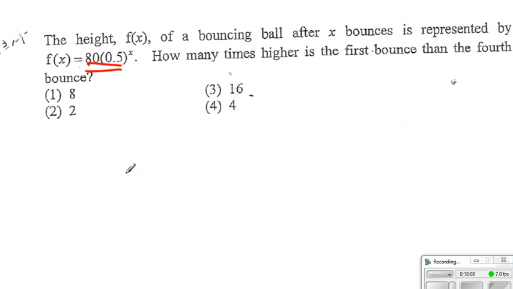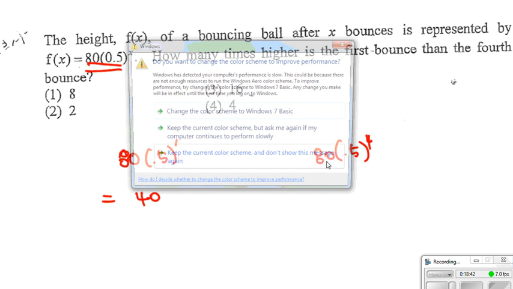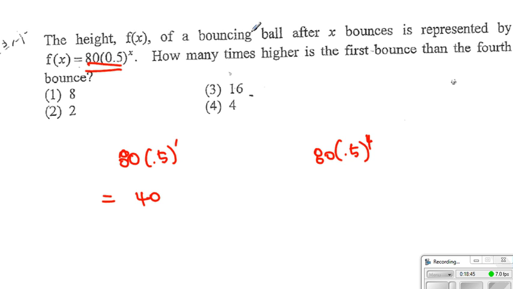First bounce, that means 1. So we are looking at 80 times 0.5 to the first power versus 80 times 0.5 to the fourth power. Now, this simply becomes 40 if you plug it in. Here, each time when you have 0.5, that's basically getting the half. So half of this one becomes 40, half of that becomes 20, half of that becomes 10, and half of that becomes 5.